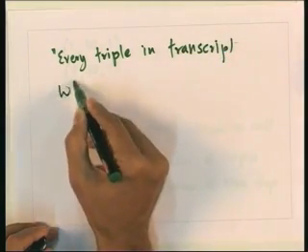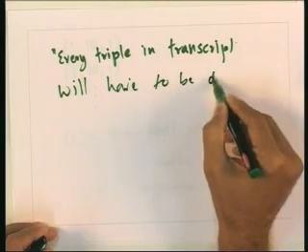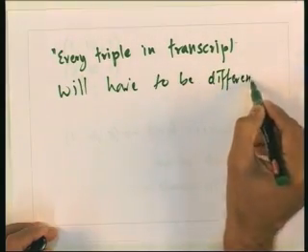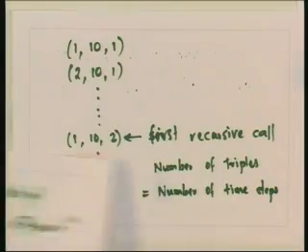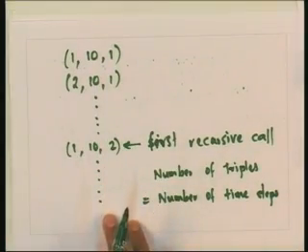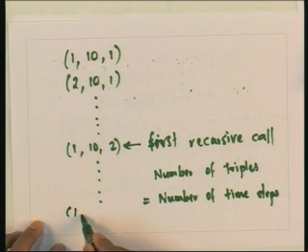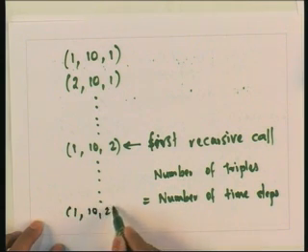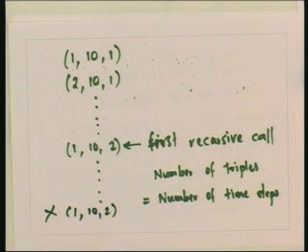Transcript will have to be different. So what I am claiming is that if this is the transcript that my computer wrote, then subsequently I am not ever going to see the entry 1, 10, 2 again. So this is never going to happen. Why is that? The answer to that comes in the changes that we made.